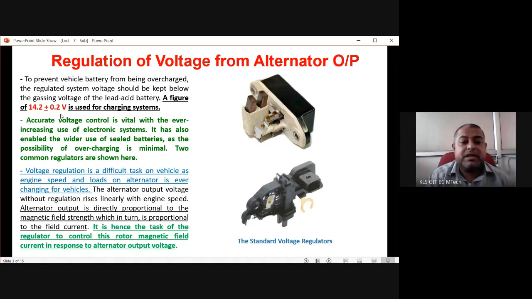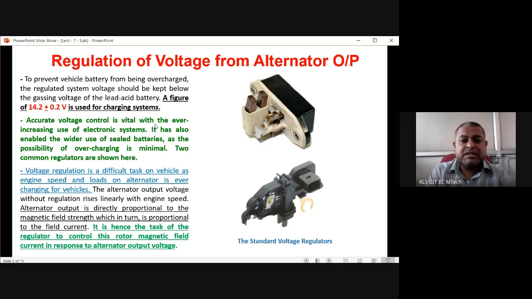Accurate voltage control is vital with the ever increasing use of electronic systems inside the car. It has also enabled the wider use of sealed batteries, because the more we are able to control the battery voltage, the better the battery life will be. We will not have to do any kind of maintenance of the battery. The only thing is we have to regulate the supply that is charging the battery. That is the only requirement. In that case we can use a sealed, maintenance free battery. As the possibility of overcharging is minimal, gassing will be less.